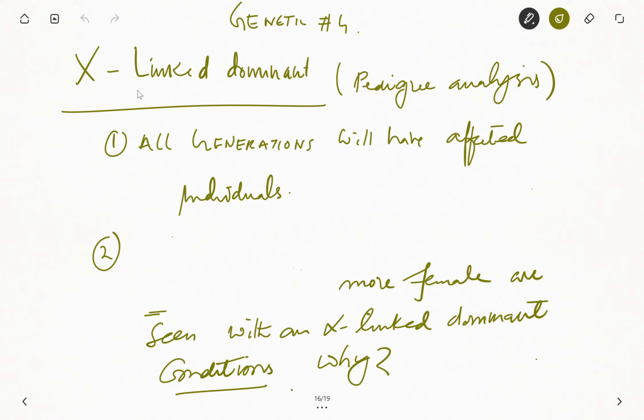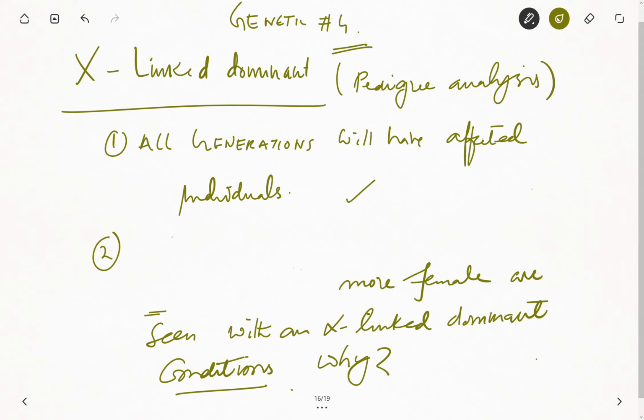So this is the fourth video in the series on genetics, and today we will be discussing the X-linked dominant characteristics and pedigree analysis. The first thing is that all generations will have affected individuals on pedigree analysis.